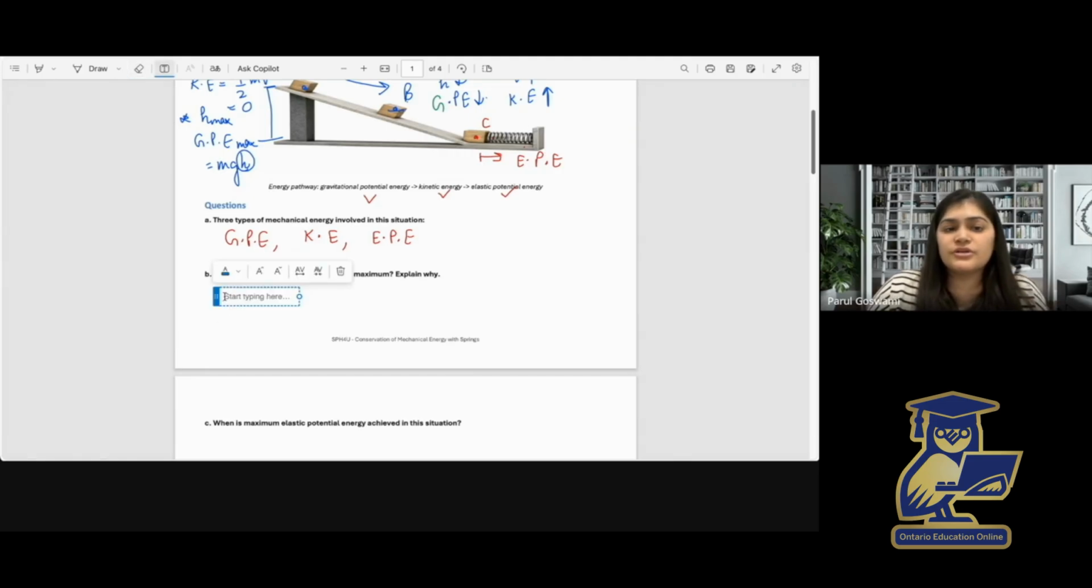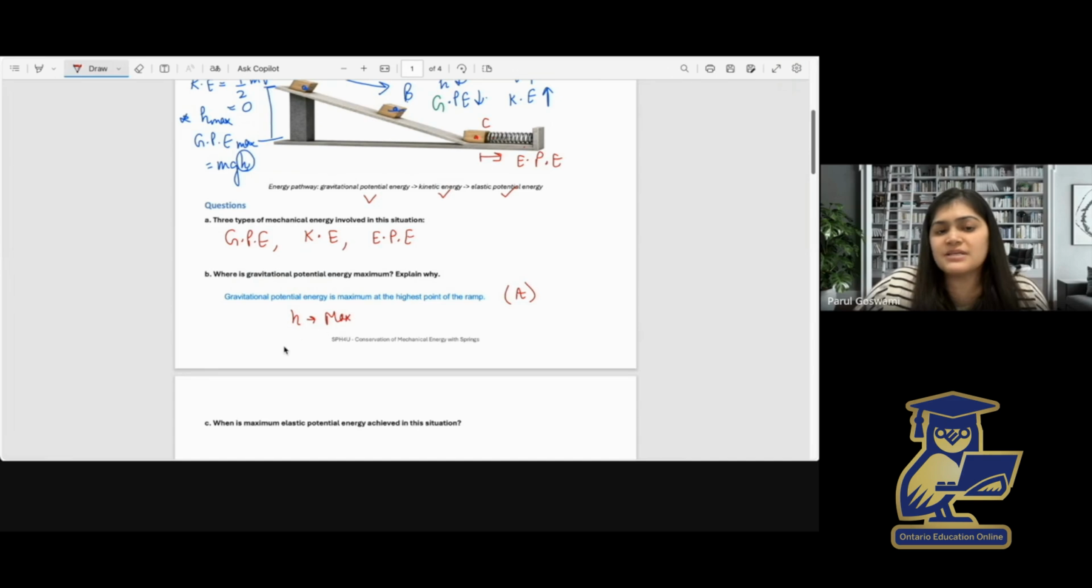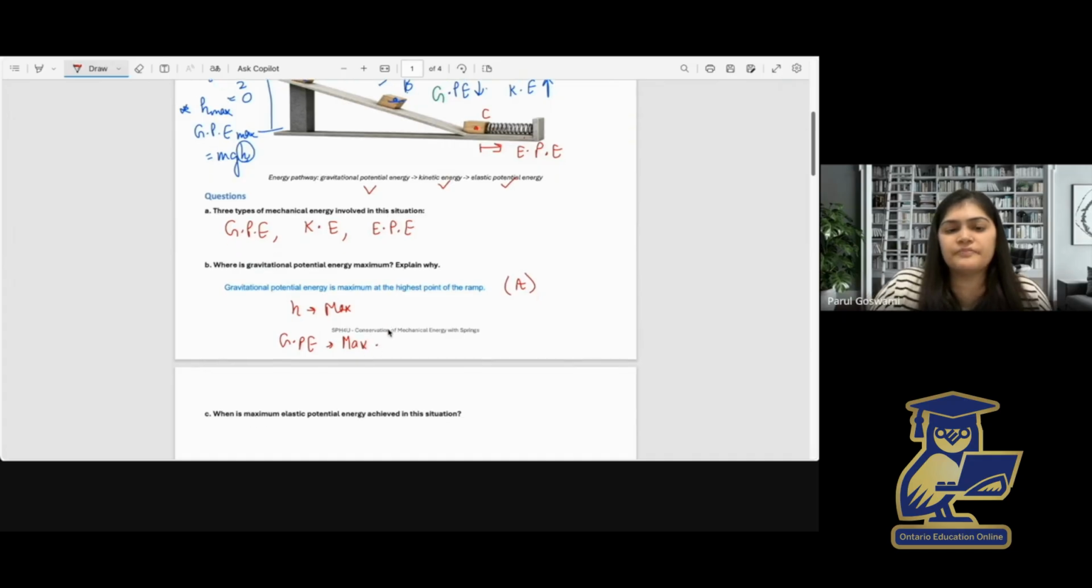Gravitational potential energy is maximum at the highest point of the ramp, and in this diagram we have marked that point as A. Explain why: because height is maximum. GPE depends on height because the other factors, m and g, are constant. So since GPE depends on height, GPE would be maximum here.